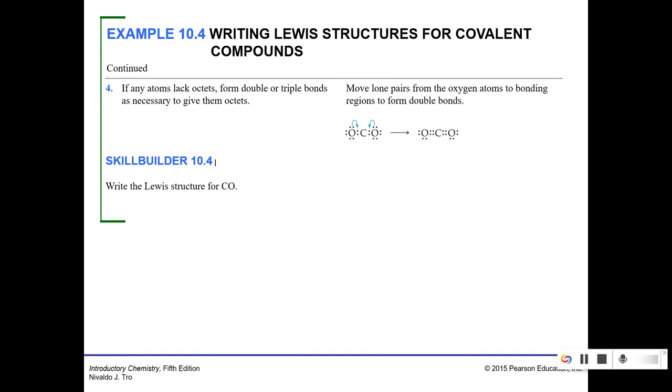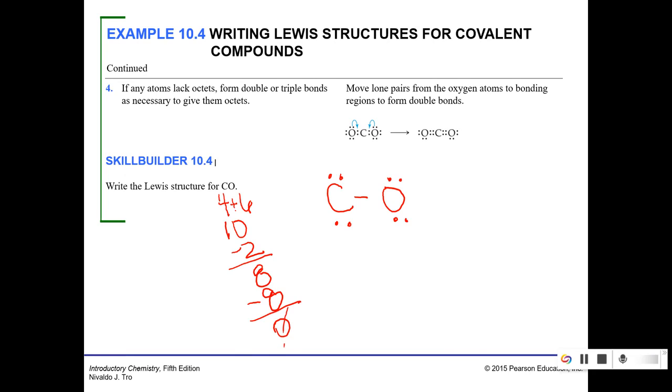All right, for CO. CO is 4 and 6. When there are only 2 elements, there is no center. So that's 10, I subtract 2, that's 8. At this point, I don't care how you distribute it, because you can do it like this. You can do 4 and 4, you can do 6 and 2. It doesn't really matter. You run out.